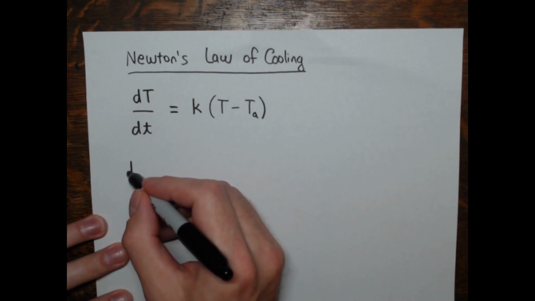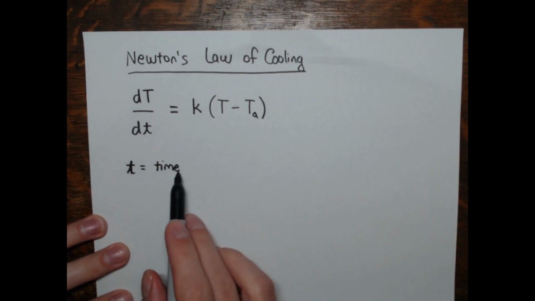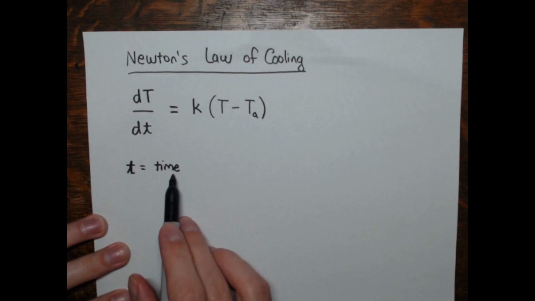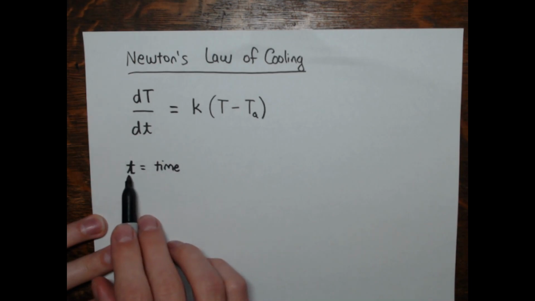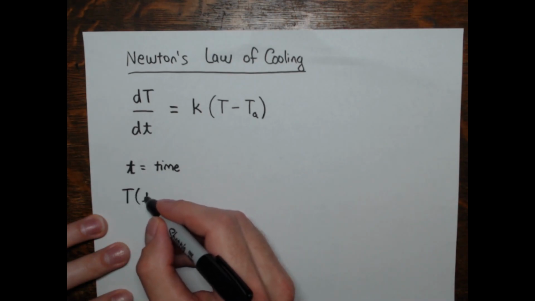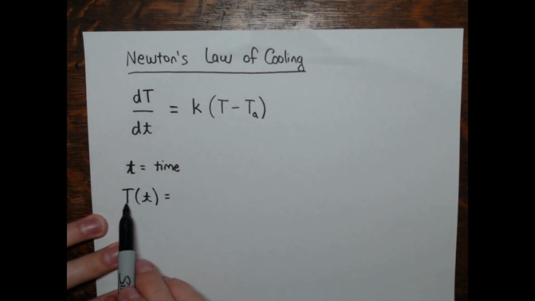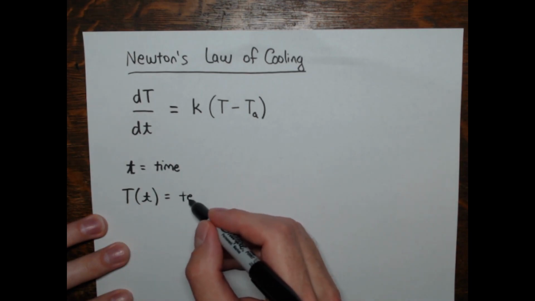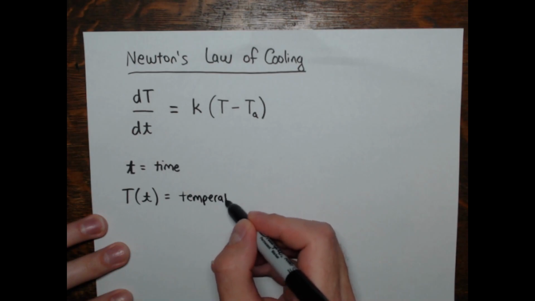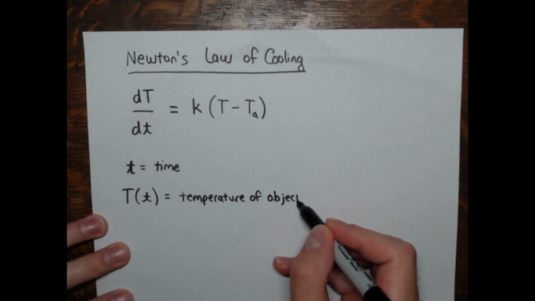So little t is the time, and it could be time in minutes or hours or days or months. So it depends on the problem. Here in our example, this is going to be time in minutes. Little t is time, and capital T is going to be a function of little t, depends on little t. Capital T represents the temperature of the object that we're describing.